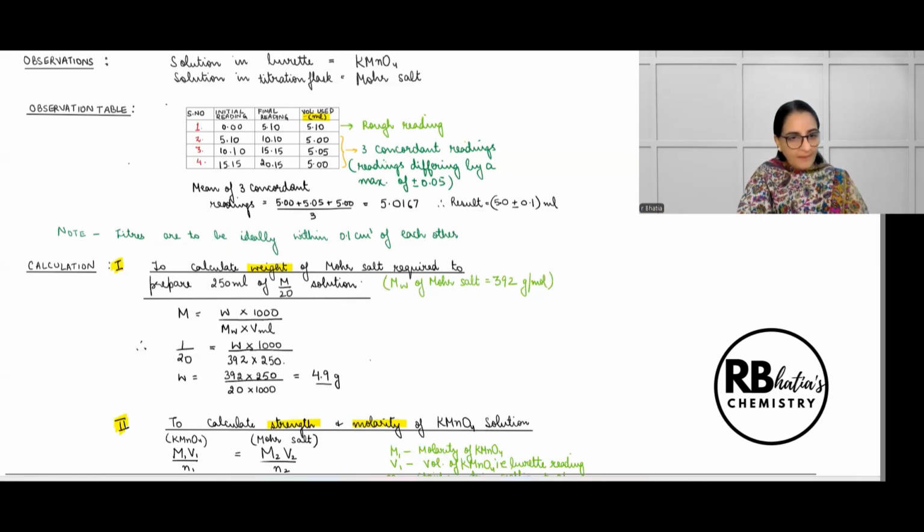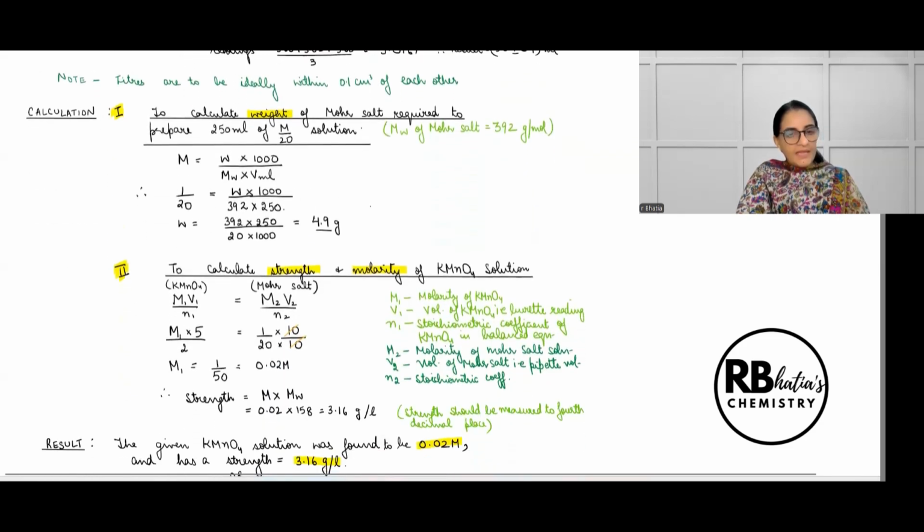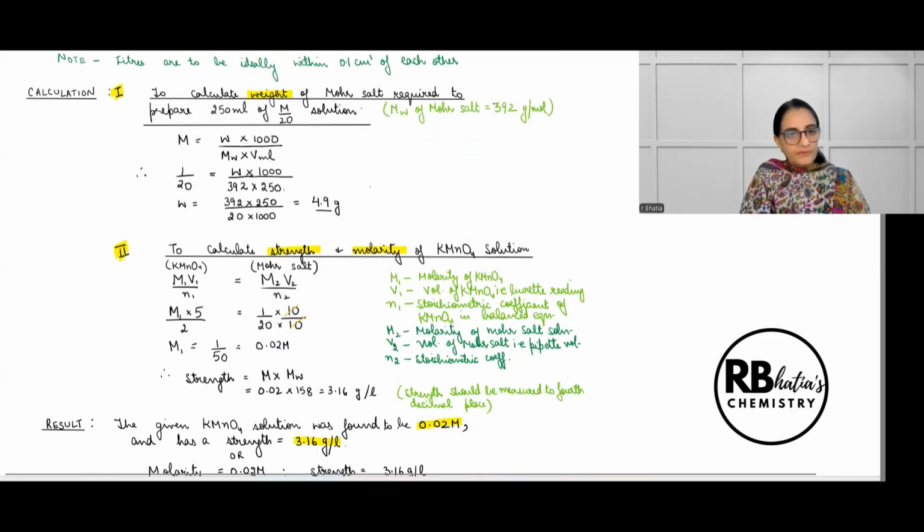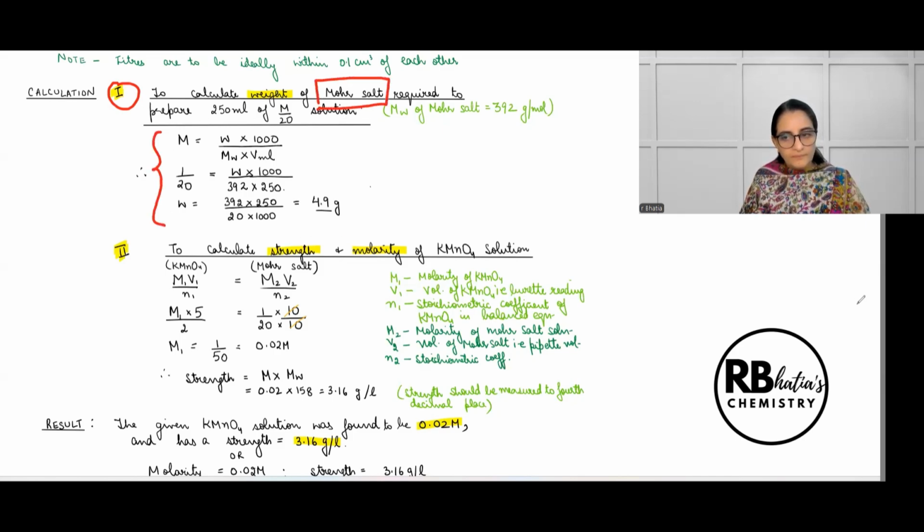Okay. Now, regarding the calculations, the first set of calculations involves calculating the weight of Mohr salt required to prepare 250 ml of M/20 solution. So you have to show here how you prepared M/20 Mohr salt solution. So how did you prepare M/20? Supposing you want to make 250 ml, 1/20 is the molarity. Weight is what you need to calculate, how much weight you will take. 392 is the molecular mass of Mohr salt. 250 ml is the volume of solution that you want to make, and this is 1000.